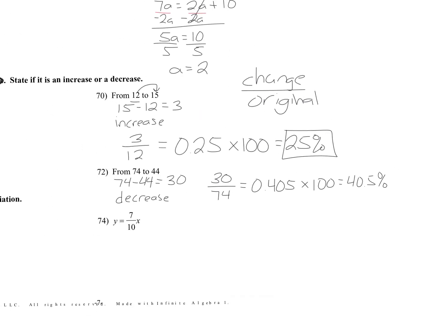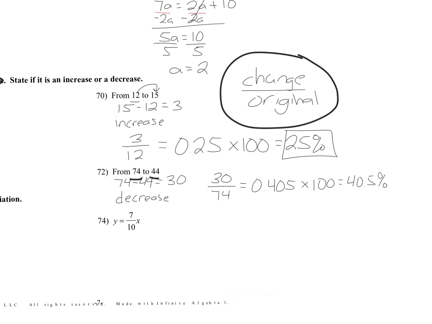So just remember, change over the original. Okay. On 70, we're going from 12 to 15, so we're going up. On 72, we're going from 74 to 44, so we're going down.